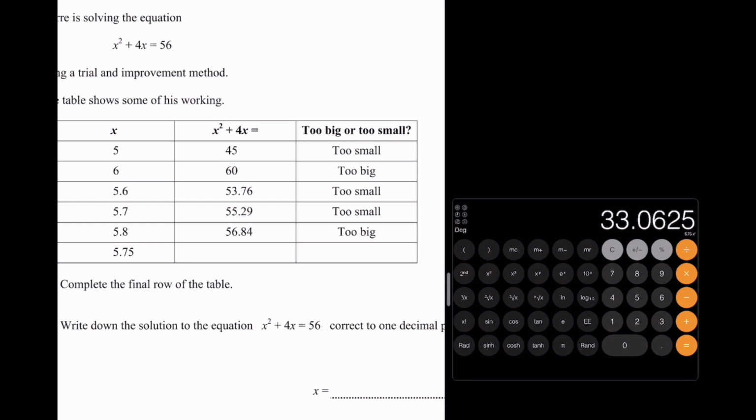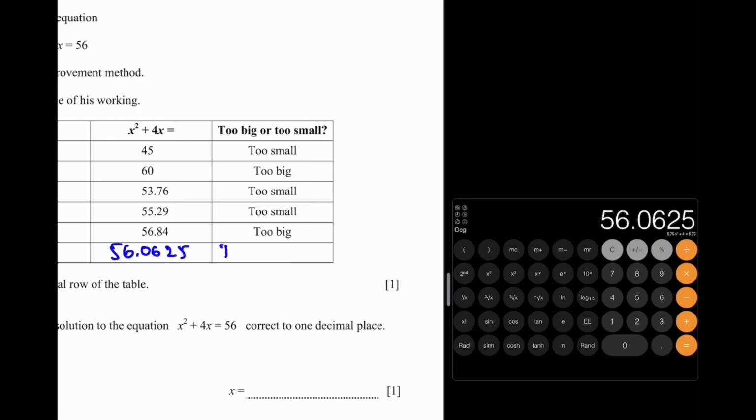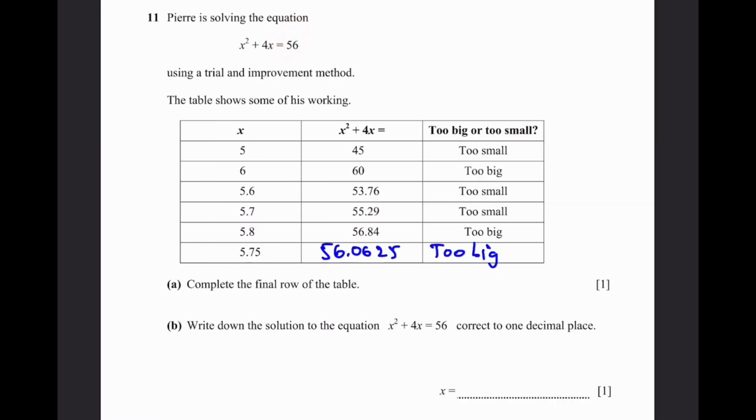5.75 squared plus 4 into 5.75 is 56.0625. And this is actually too big because it's bigger than 56. That means that the actual answer is less than 5.75.